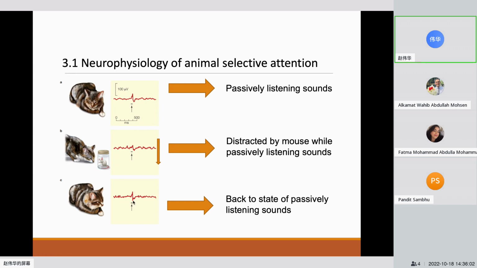The results showed that the amplitude of activity of the neurons in the cochlear nucleus was reduced when the animal attended to the mice. So here, it's decreased or reduced. So it showed apparently strong evidence for the early selection theories of attention.